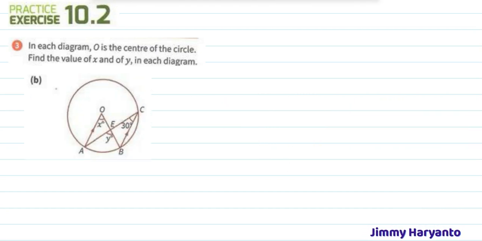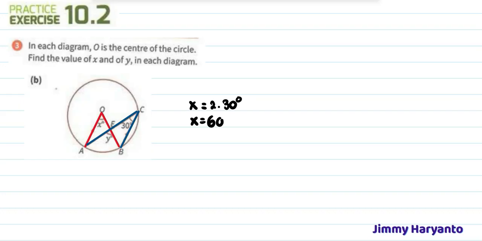And then next is question 3b. So I have this center angle, and then I have this circumference angle, both of them facing the same arc. That means the center angle, which is X, equals to 2 times the circumference angle. So the X will be 60 degree. Okay, so we already know that this one is 60 degree.